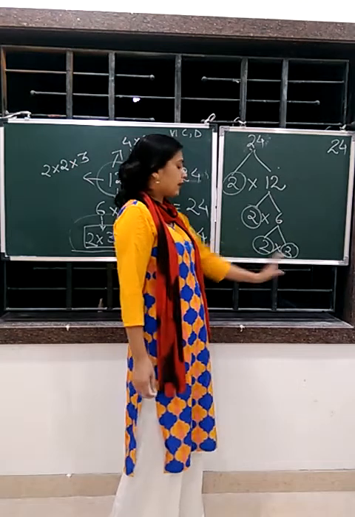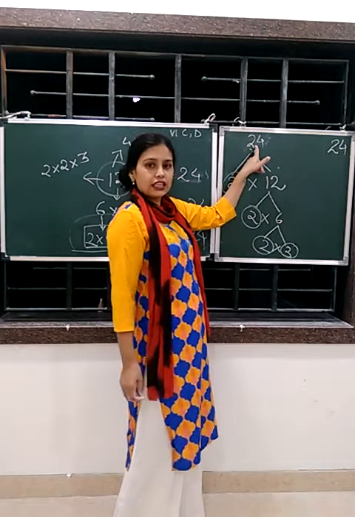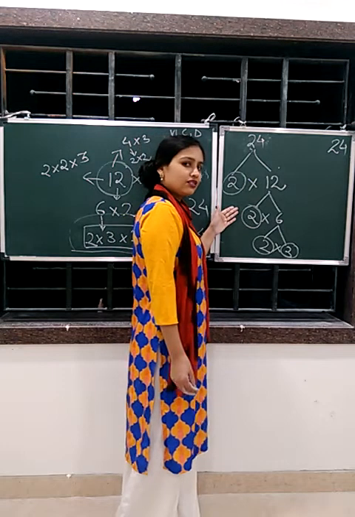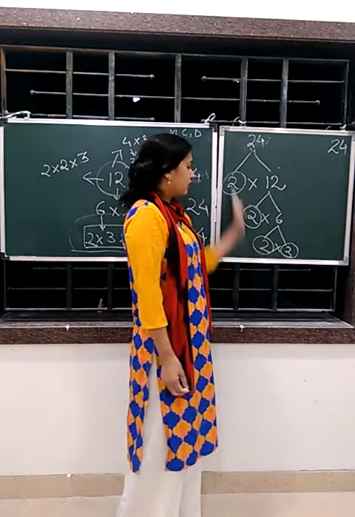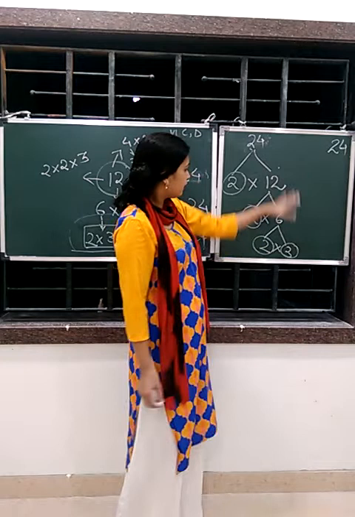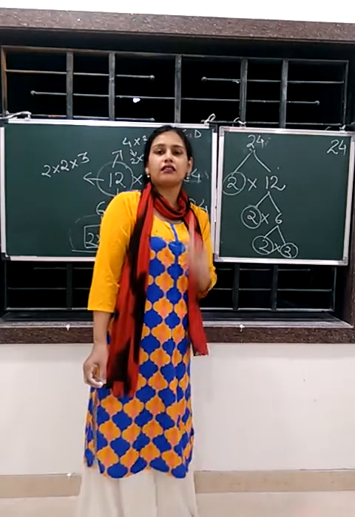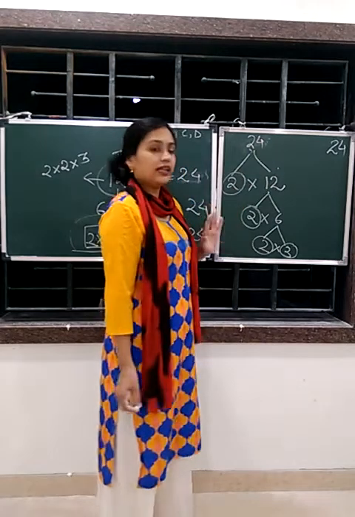So can you see this is the prime factorization of 24, and which method is this? This is a factor tree method, and these are the factors. Okay, these all are the factors of 24, but the circled ones are the prime factors of 24.